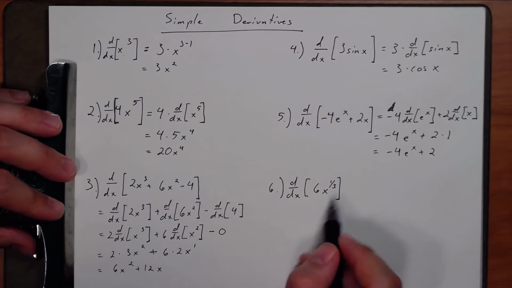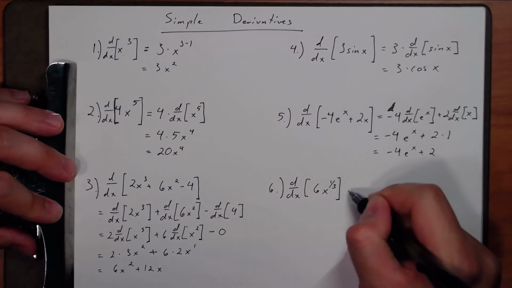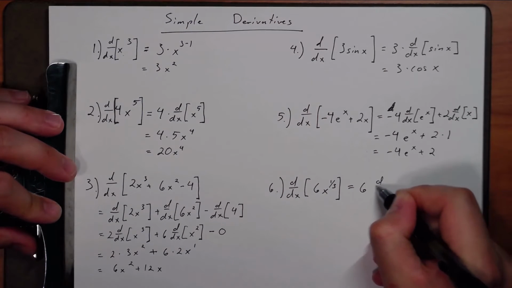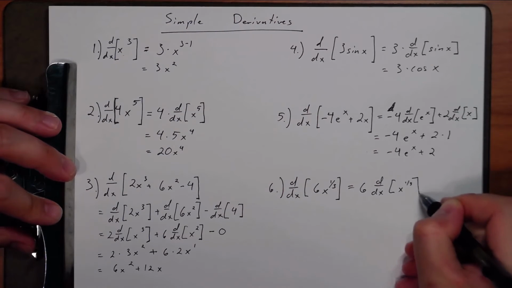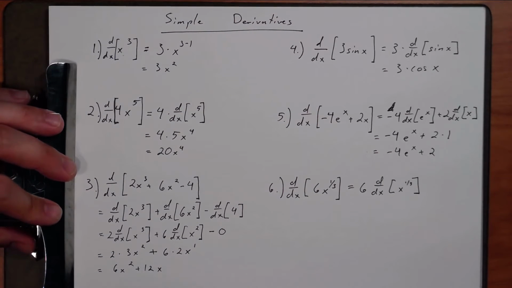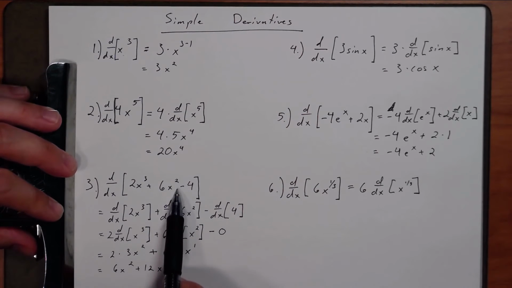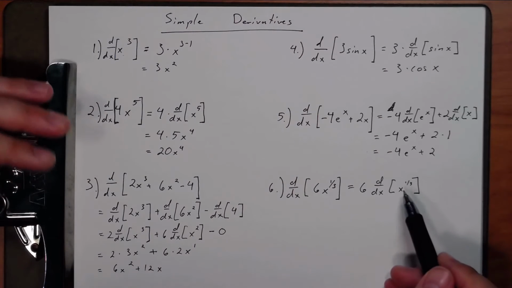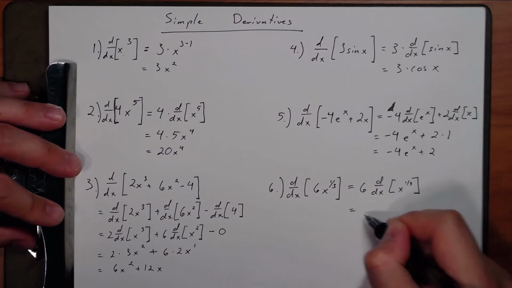Last but definitely not least, we're asked to find the derivative of 6x to the 1/3. Again, constant multiple rule, apply that. And then we're going to apply our power rule. Now, you may have seen our power rule work for whole numbers and even integers. They actually work for pretty much all real numbers. Here we have x to the 1/3 power, and so from there we're just going to apply it directly.